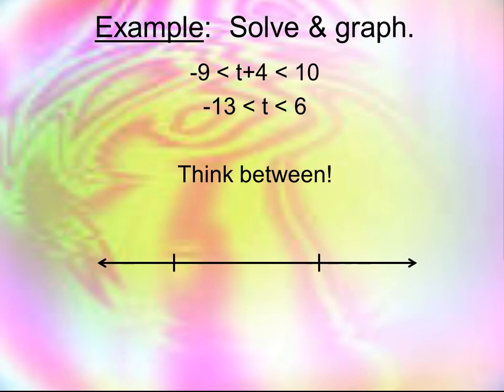Okay, so when I graph it, this is an and, so it's going to be between those two values, -13 and 6. I get open endpoints and graph in between, right?